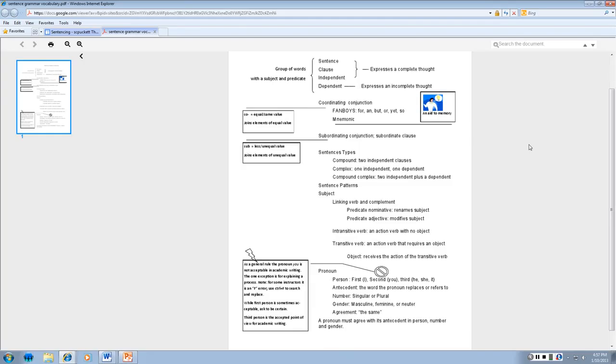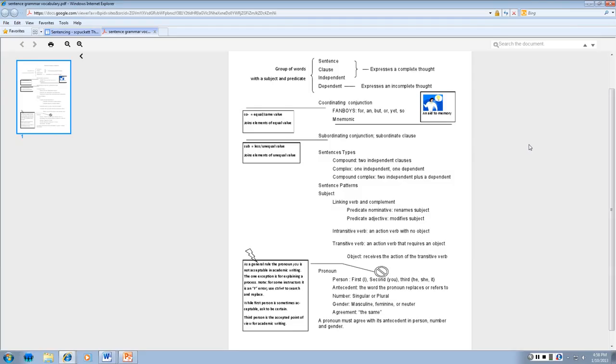In order to understand that rule, you have to understand what each one of these words means. Person is sometimes called point of view. First, I. Second person, you. Third person, he, she, or it. Third person has gender. First and second do not.